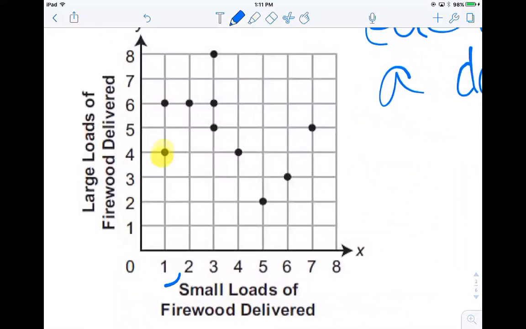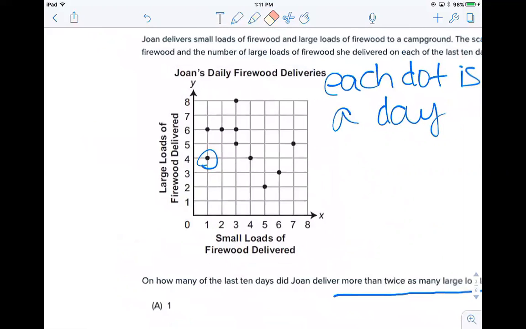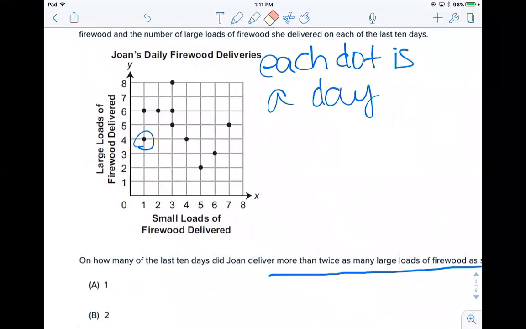So she did 1 small and 4 large. Well, if we take 1 and we do twice that, so 1 times 2 is 2. So 4 is larger than 2. So that would be a day, I'm going to circle it, that would count. So she did more than twice as many large loads as small that day.